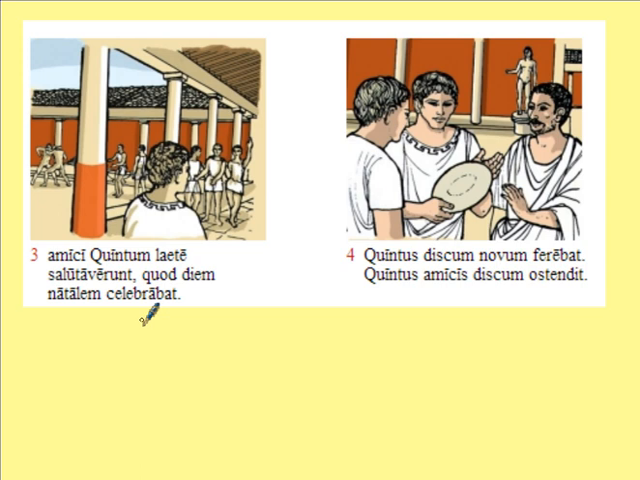Quintus discum novum ferebat. Quintus amicis discum ostendit. Quintus was bringing his new disc. Quintus showed his disc, amicis, to his friends. Or we could also say, Quintus showed his friends the disc. Have a look at the rest of the cartoons for stage 9 on your own, and then proceed on to the first story, which is Thermae in this chapter.